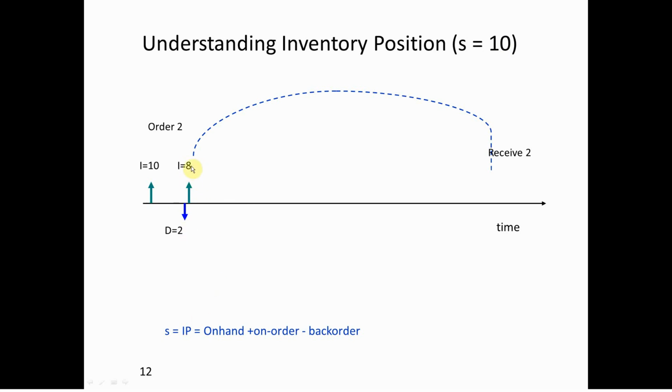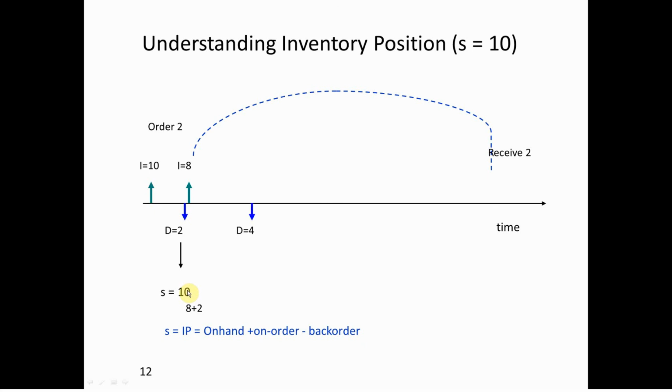So we're going to order 2 because we want 8 plus 2 to equal 10. That's our inventory position, which should be equal to our base stock level of 10. So we'll order 2. Now we have to wait to receive that order over the lead time.